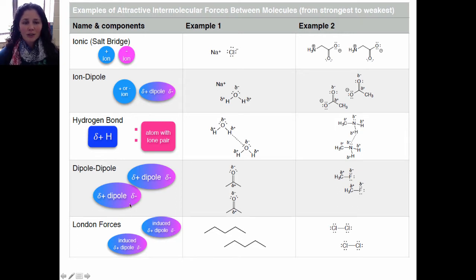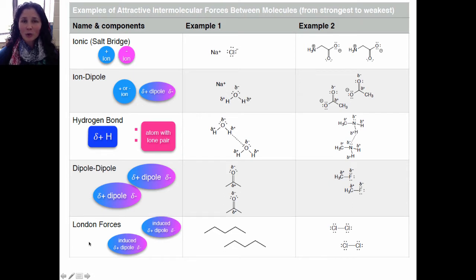London forces are different than dipole-dipole interactions because London forces are not permanent dipoles. They're induced or temporary dipoles. The dipole moment in a polar molecule is permanent, and this is temporary. The interaction for London forces through temporary dipoles is much weaker than the interaction between permanent dipoles. All molecules have London forces, and London forces are only important when other forces are not present. London forces are going to be most significant for nonpolar molecules. Here are 2 examples of nonpolar molecules which can interact with each other through London forces.